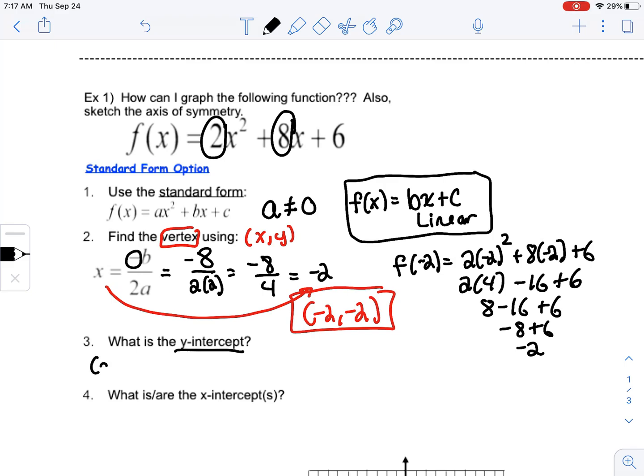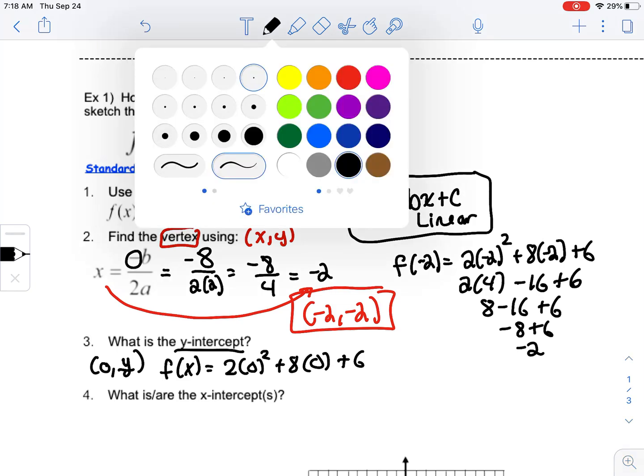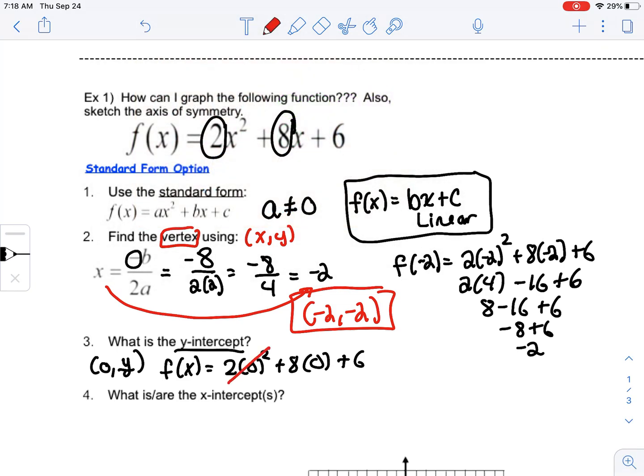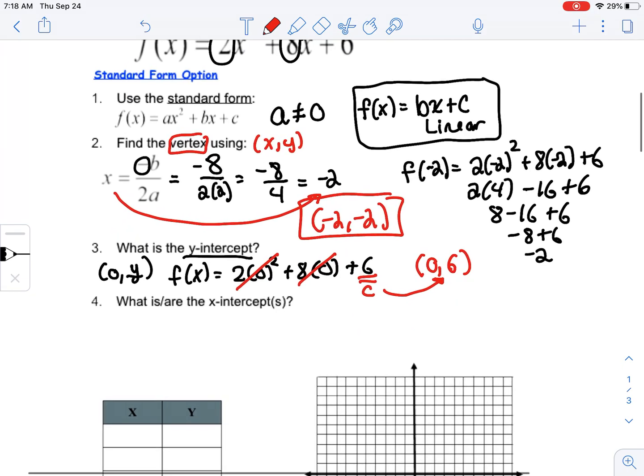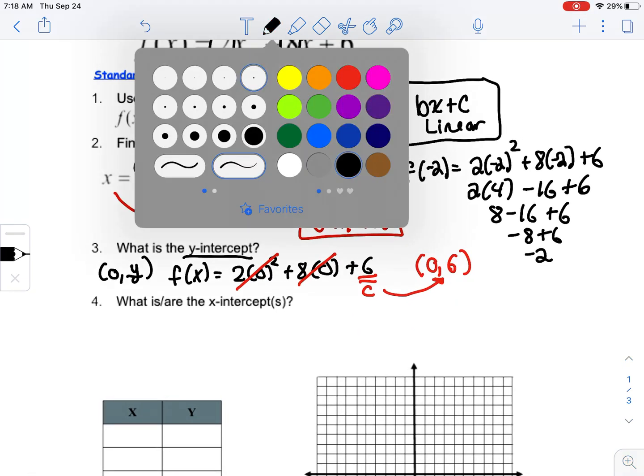Okay, for the y-intercept, remember that a y-intercept is going to have an x value of 0, and we're solving for the y. So if we plug that 0 into our equation, what we'll see is that if the equation is in standard form, the ax squared and the bx will be eliminated, and that c value becomes our y-intercept. So remember that when we're finding a y-intercept, look for that c value if it's in standard form.